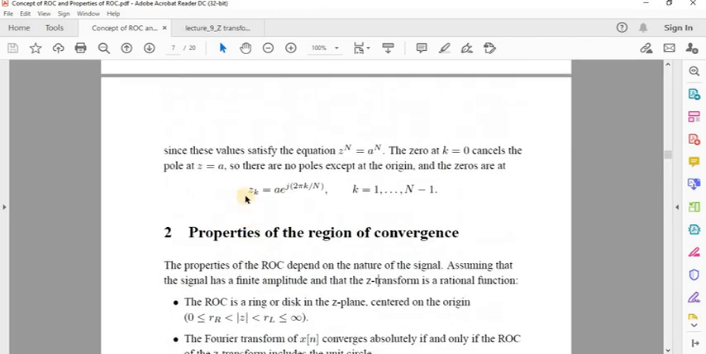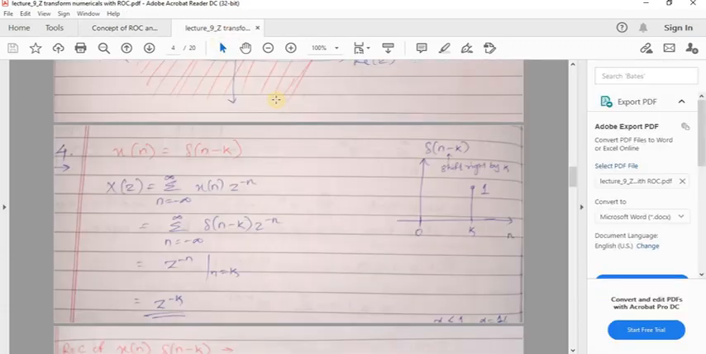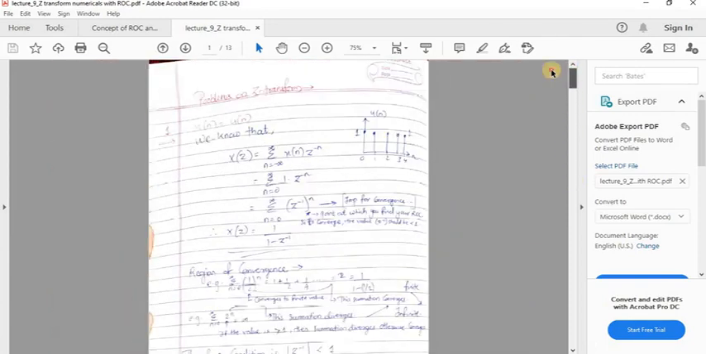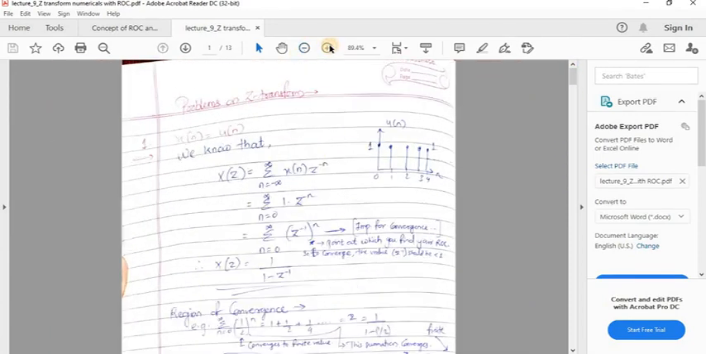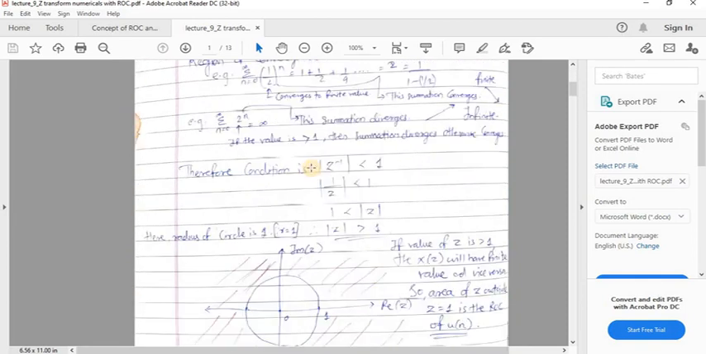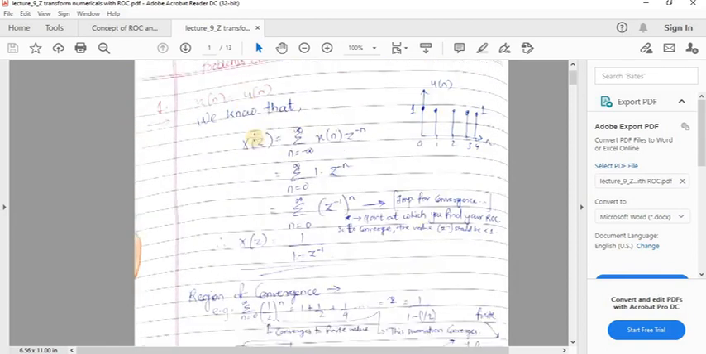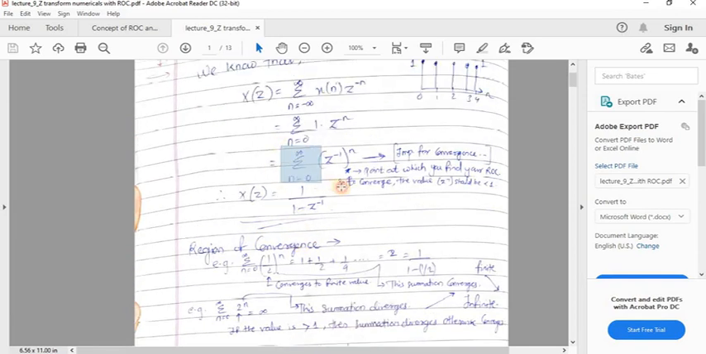Now we will see the examples. We've already seen the examples, now we are going to find the ROC. In the first example we have x of n equals u of n. This is a right-handed sequence, so the property states that the ROC will be outside the unit circle or pole. There is no pole here, only u of n is present, and this is the point at which we have to find the ROC.